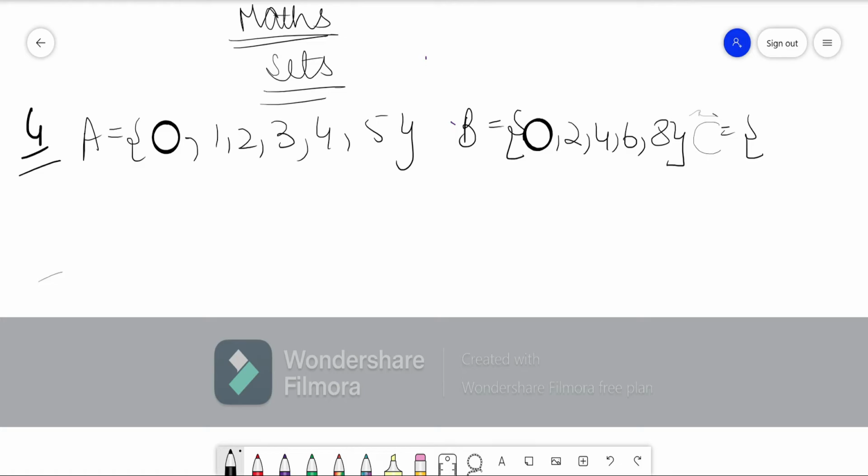Right. So set C consists of what? Set C consists of 0, 3, 6, 9. Okay. Now you've got three sets, set A, set B and set C. Right. Now they have asked, I am writing the question and telling you, so it will take time for me to write the question.